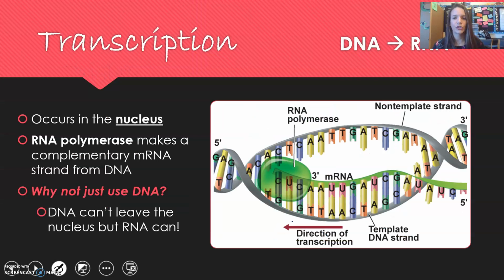Alright, so in terms of transcription, this is DNA making RNA. So this is going to occur in the nucleus because DNA can't leave the nucleus. So anything involving DNA has to take place in the nucleus. So what happens here is something called RNA polymerase, which is an enzyme, is kind of like an all-in-one. So it opens the DNA, it adds the free nucleotides, and ultimately creates that strand of mRNA.